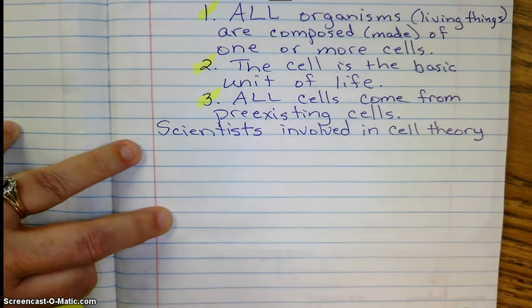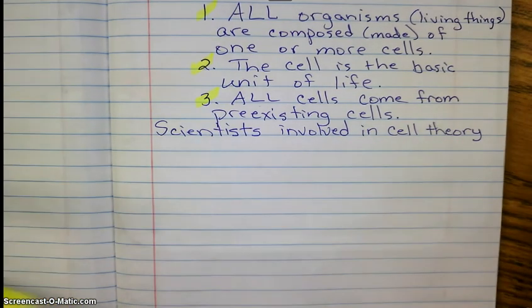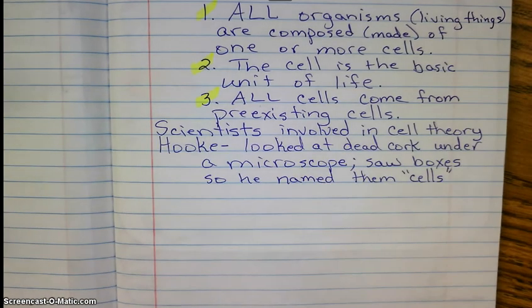So the main ones, we're going to start off with Hooke. Hooke was the one that looked through a microscope and saw boxes when he was looking at some dead cork or dead cells, and those boxes reminded him of the little square rooms that the monks lived in, and so he named them cells because that's what the monks called their little square rooms, and that's what he saw under the microscope were little squares. He was seeing a plant cell.